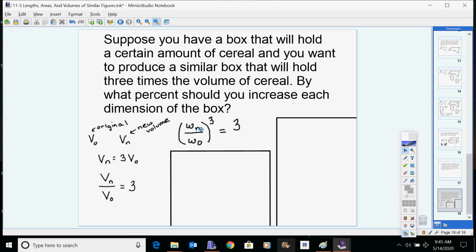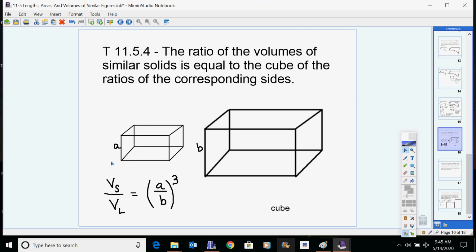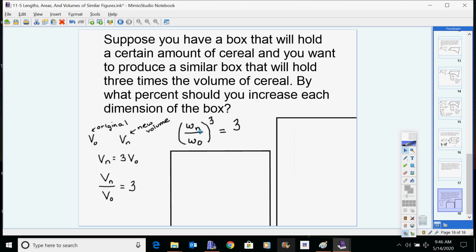The width of the new one compared to the width of the original, cubed, has to equal Vn over V0. It has to equal this ratio. Okay, here's the formula. This would be Vn over V0, and it has to equal the ratio cubed. Here's our ratio cubed, and here's our number here.